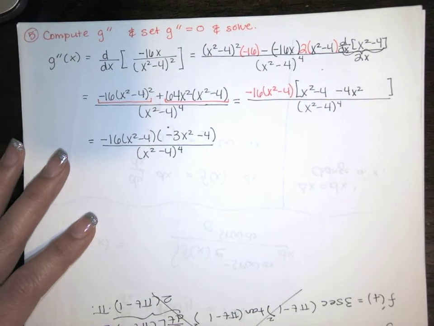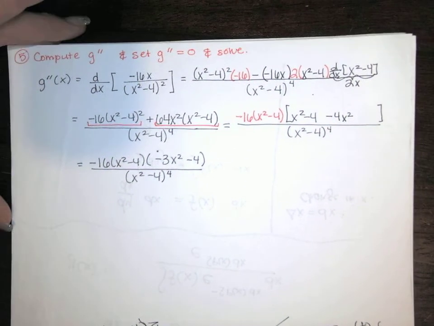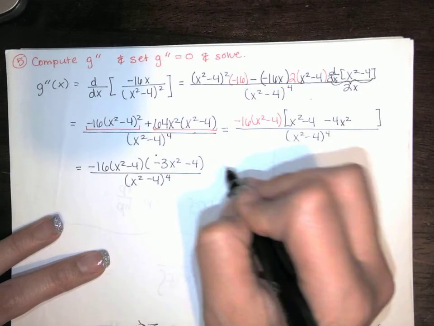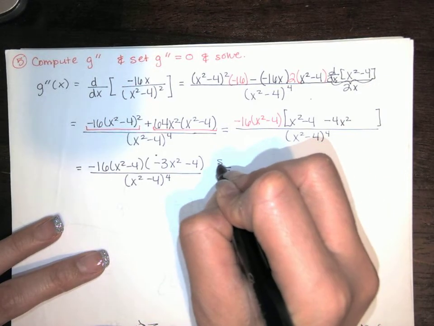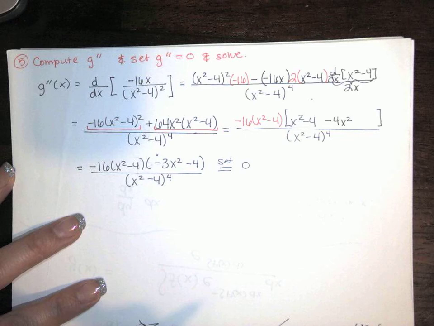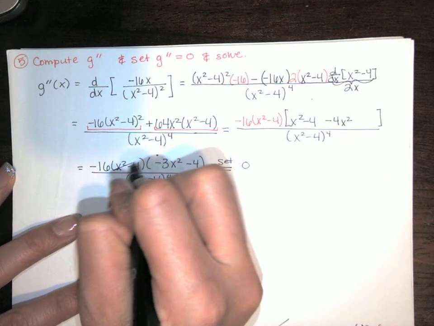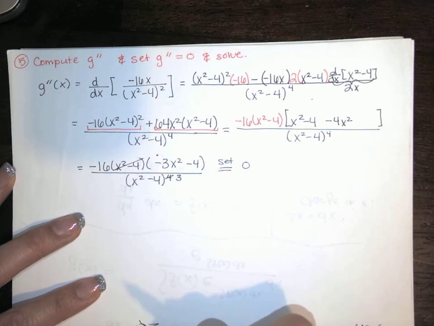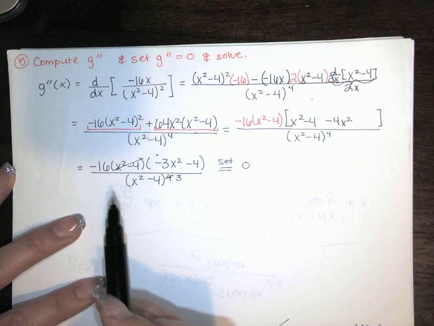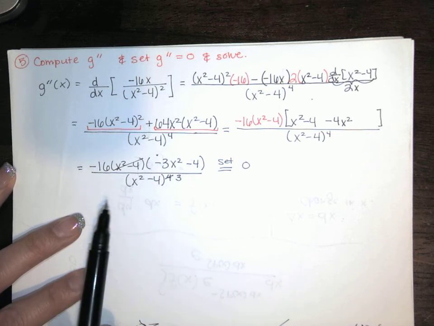Okay, so that's our second derivative. We're going to set that equal to 0 and solve for x. The only way a quotient... oh, whoops. I've got an x squared minus 4 in the numerator and denominator. I can reduce that. There we go. Now we're good. So now I'm setting this equal to 0 and solving for x.